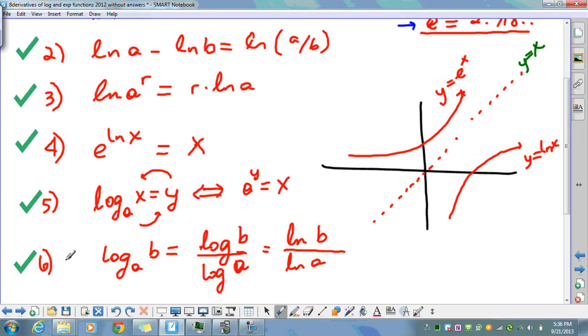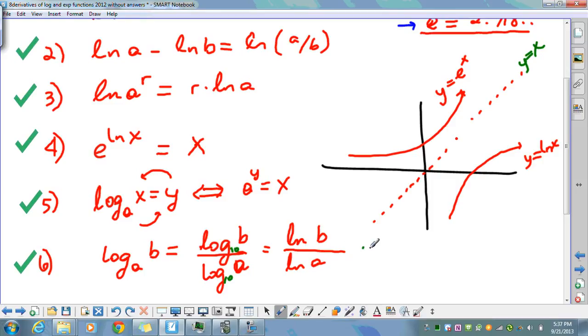And property number 6 shows us how we can rewrite a given expression in terms of any other base. This is sometimes referred to as change of base rule. Log to the base a of b equals log of b over log of a. Now in this situation, what is our new base? If I didn't write any base, that's understood to be base 10, right? And this is also equal to natural log of b over natural log of a. Again, if I didn't write any base, that's base e.